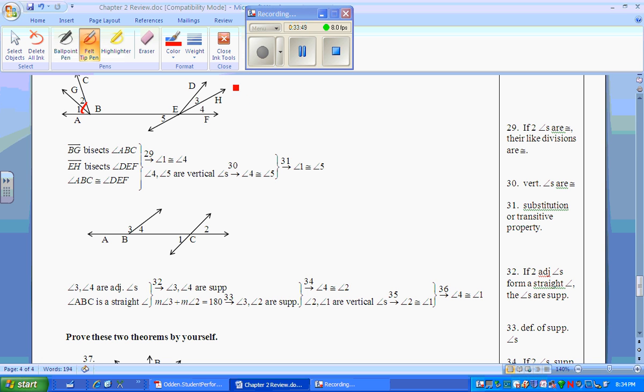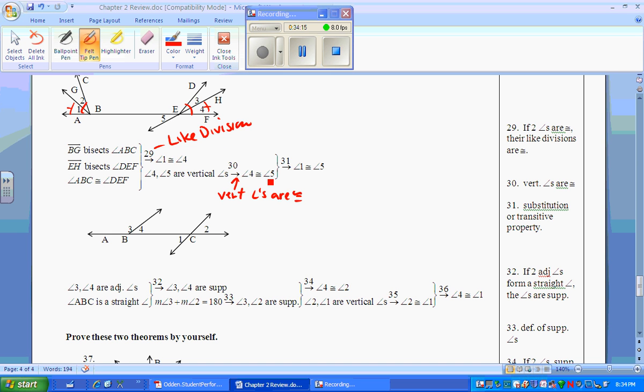We've got ABC, this big angle here, and DEF, this big angle here. They're being bisected. We want 1 and 4. So 1 and 4 are obviously smaller. So this has to be like divisions because you're getting smaller. Vertical angles, that gives it away. So it's vertical angles are congruent.